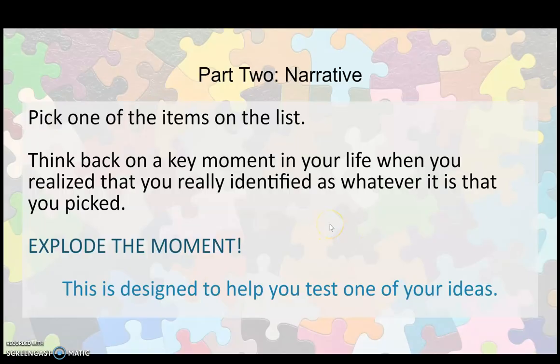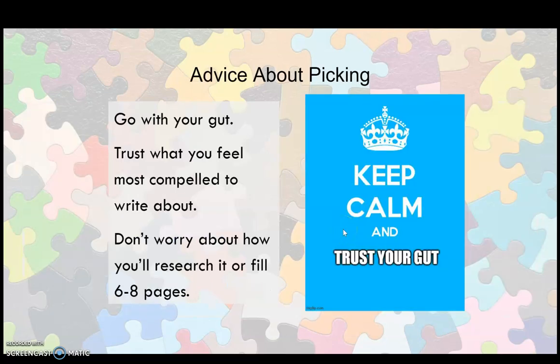The second part of your paper after your I am statement is the narrative. This is when you pick one of the items on your list and then think back on a key moment in your life when you realized that you really identified as whatever it is that you picked. This will be an opportunity to explore the moment, and it is designed to help you test one of your ideas.